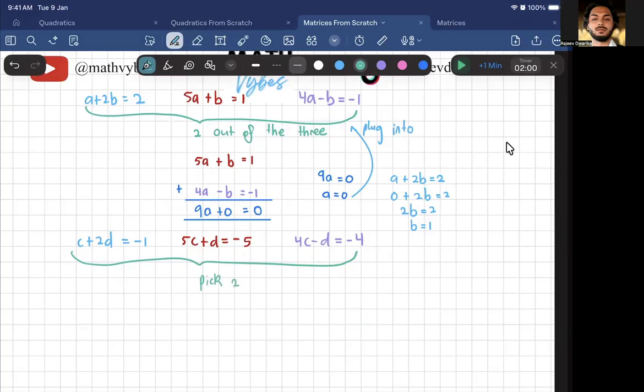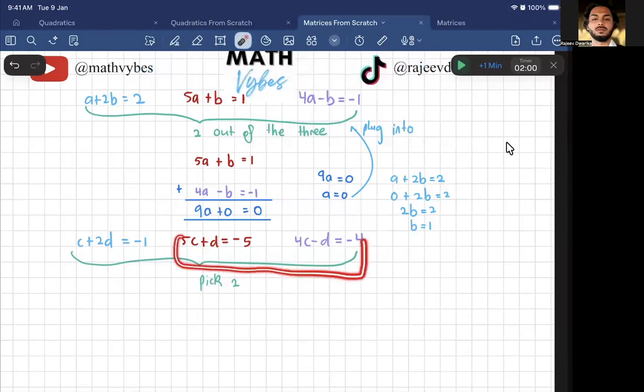So pick 2. My advice is, if the 5a plus b and the 4a minus b worked, maybe you should use something similar for the c and the d. Anybody have any ideas? I think we should use the 2 and 1. The 2 over here? No, sir. The c plus 2d equals -1 and the 4c minus d equals -4.